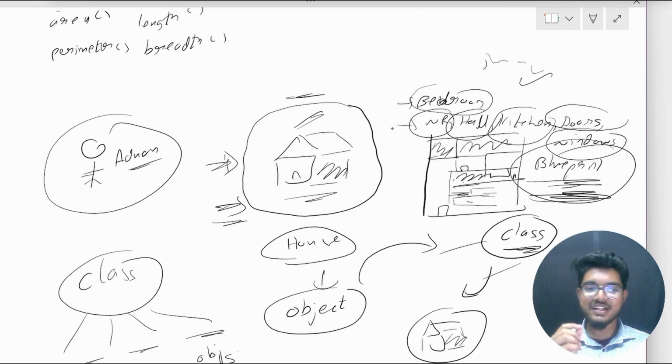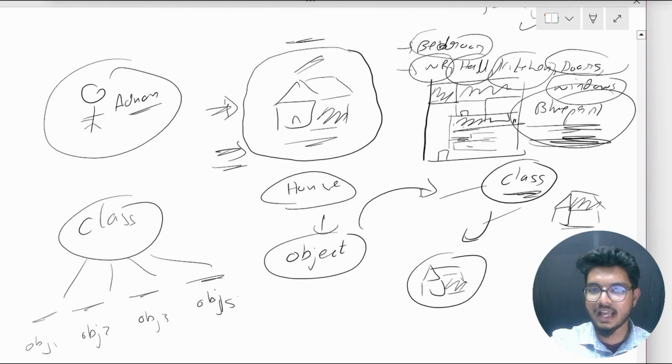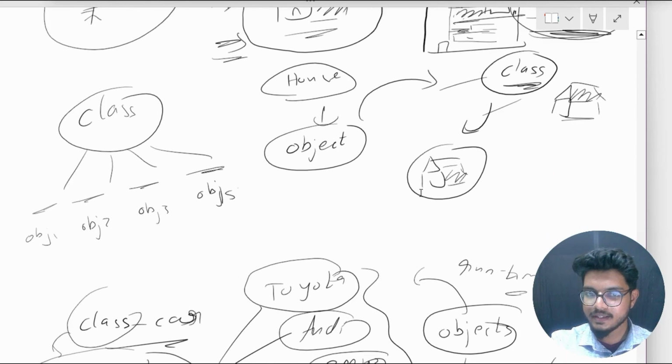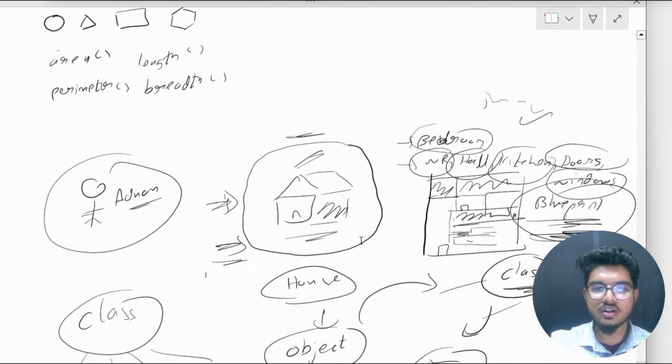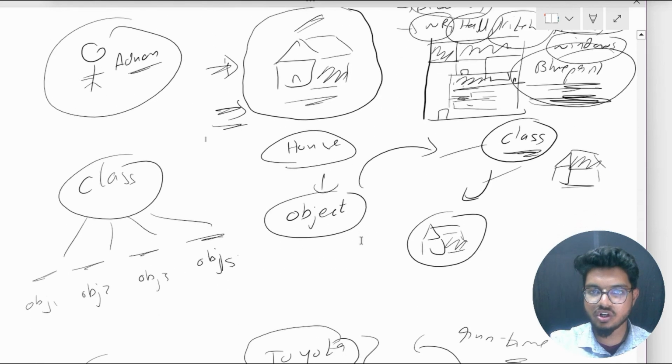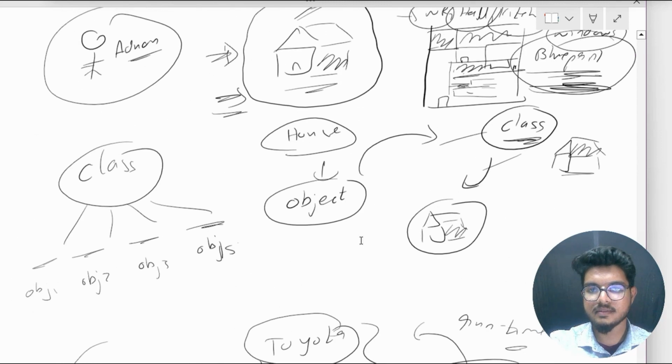We have taken very simple examples, two examples to understand what is a class and object. Yes, everyone. Please make a note of it. Please draw these diagrams or take a screenshot of it. This will definitely help you to understand the further concepts.